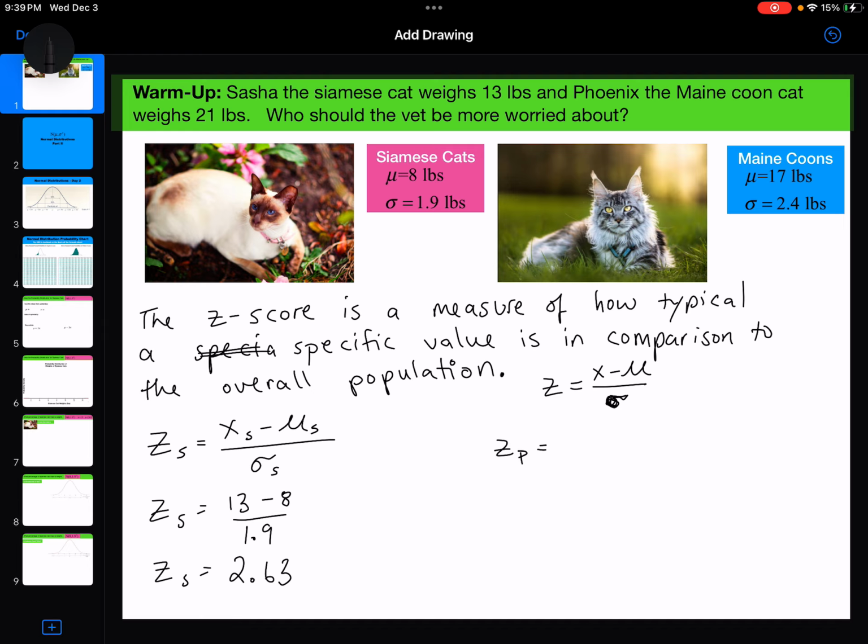Similarly for Phoenix, we take Phoenix's weight, subtract the mean of Maine Coon cats, divide it by the standard deviation of Maine Coon cats, which was 21 for the weight, 17 for the mean, 2.4 for the standard deviation, and we get Phoenix's Z-score of 1.67. So we can see that Sasha is more standard deviations away from the average for her breed. So that means she's considered more overweight.